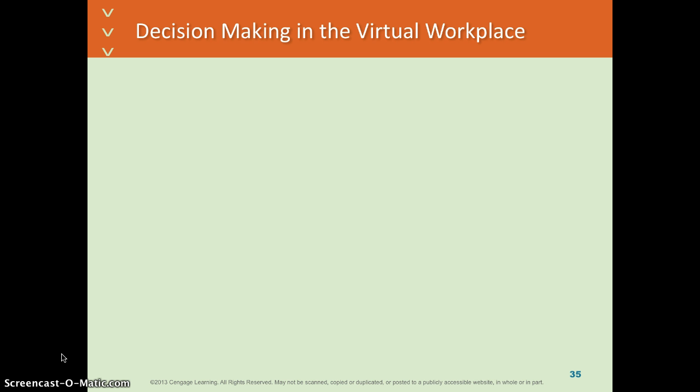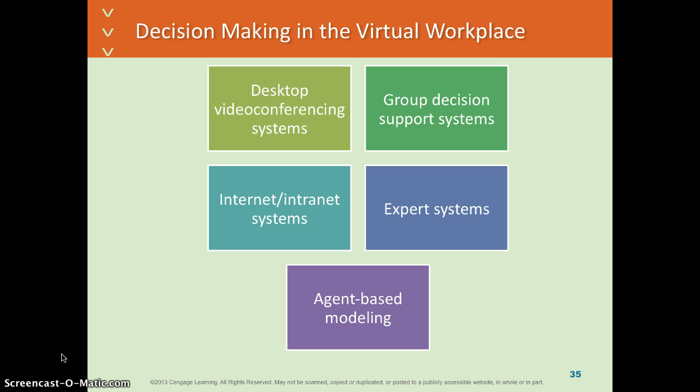Think about the virtual workplace, video conferencing, group decision support systems, which are described in your text as a way to almost play games anonymously with decisions. Intranet. Most companies will have an intranet where you can have databases and all sorts of things that allow for communication and decision making. Expert systems are kind of using that GDSS and the intranet. And agent-based modeling is described also in your textbooks as a tool where you are running a bunch of different scenarios.